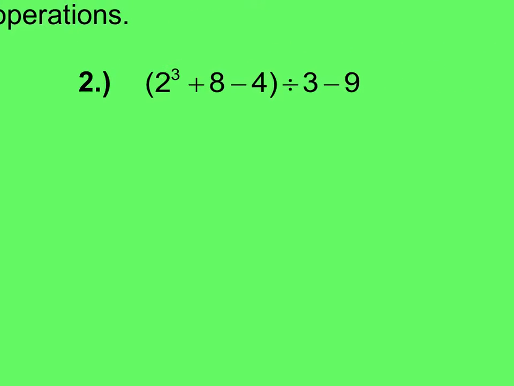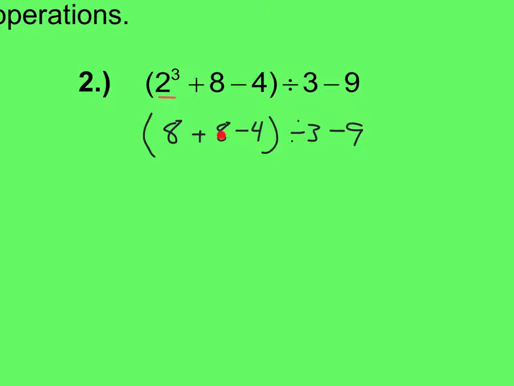Okay. So 2 to the third power plus 8 minus 4 divided by 3 minus 9. We do inside the grouping symbols first. And the first thing we're going to do in there is the exponent, because exponents come before adding or subtracting. We replace 2 to the third power, which is 2 times 2 times 2, which is 8. Plus that 8 minus the 4, divide by the 3, minus the 9.